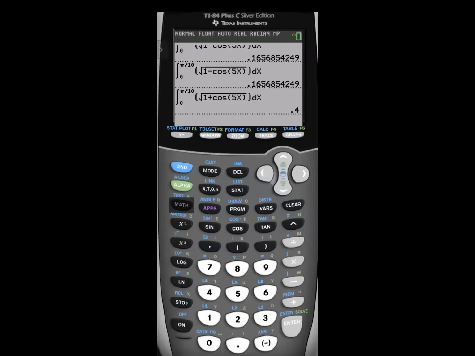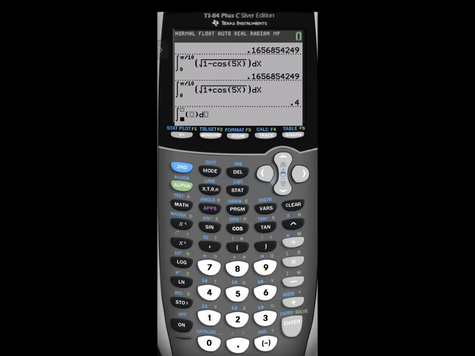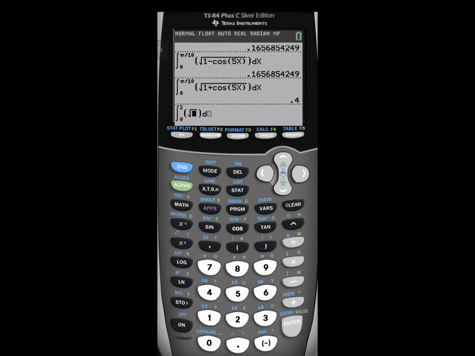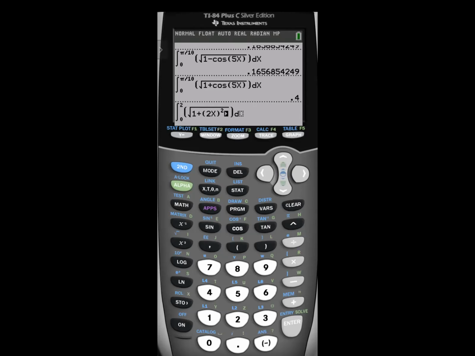All right, so let's go ahead and plug this into my calculator. Oops, not that one. We have math 9, from 0 to 2, a square root, second square root, 1 plus. Make sure that's a plus, not a minus. I've made mistakes like that before. 2x, squared, and then make sure you write dx.